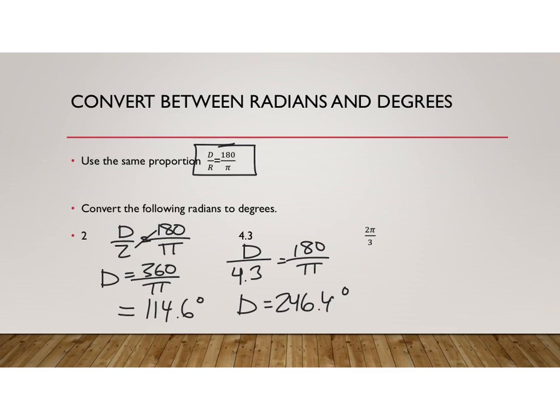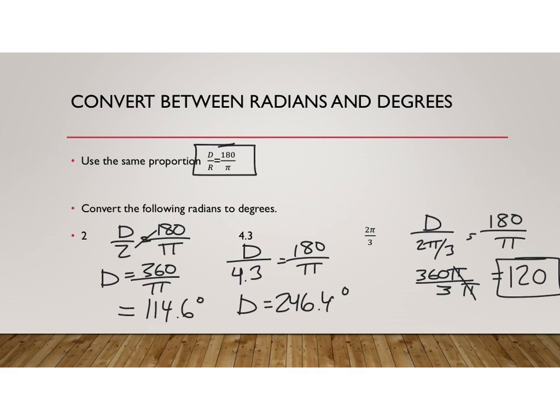2 pi over 3 radians. Now they're giving you radians in an exact value, so we can go d is to 2 pi over 3 as 180 is to pi. If you cross multiply, you end up with 360 pi over 3. And then we're going to divide that by pi, which is going to cancel those. And 360 divided by 3 is 120.